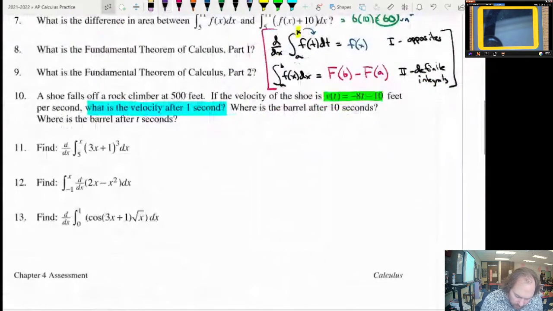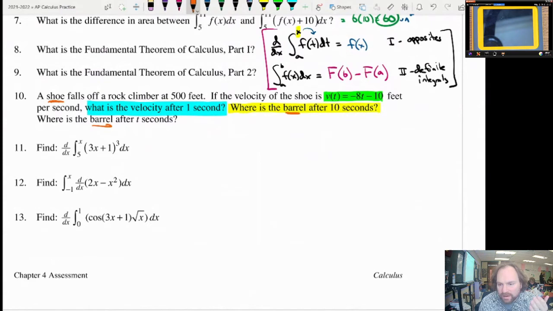Where is the barrel after 10 seconds? Where's the barrel? What barrel? I think somebody wrote this story problem and got their wires crossed. I thought it was a shoe. Whatever, shoe, barrel, let's assume they're talking about the same kind of problem.